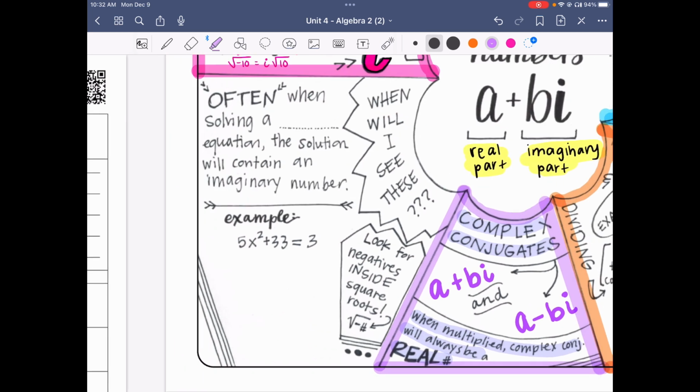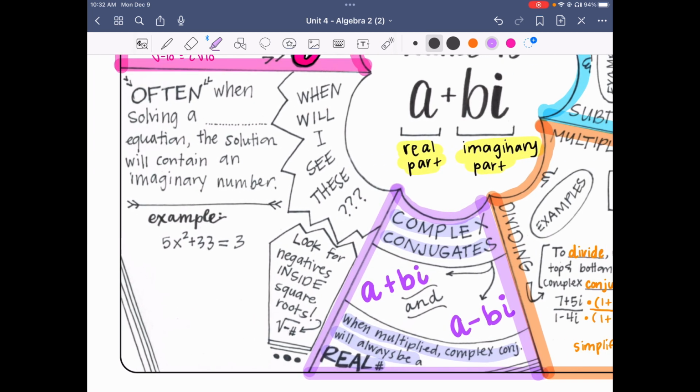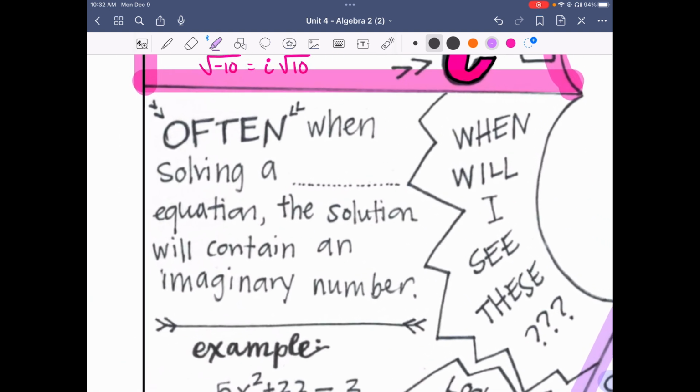Last section is when will I see these in terms of this class. Oftentimes when solving a quadratic equation, the solution will contain an imaginary number. This is very, very, very common. Maybe not for you so far because your math teachers purposely choose ones that don't have imaginary number solutions because you haven't learned it yet, but it is actually pretty common. So this happens most often when we're solving a quadratic.